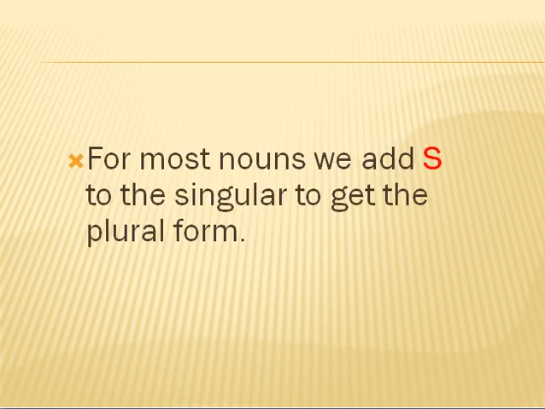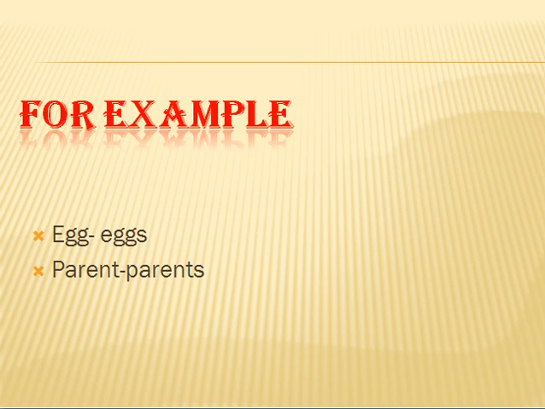Let's see. First is, for most nouns we add s to the singular to get the plural form. Means if there is any singular number given, then we have to add s to form the plural number. For example, egg. Egg is the singular number, but if we add s, then it becomes the plural number. Similarly, parent. Parent is the singular form, and if we add s, then it becomes the plural form.